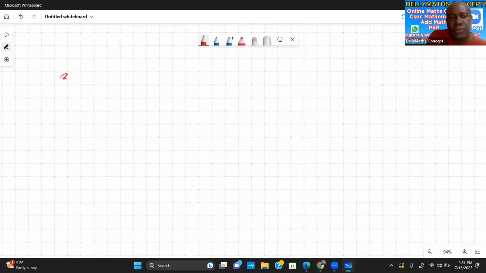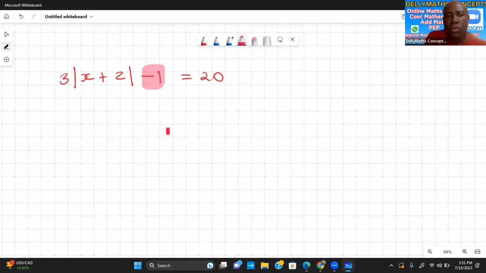What if we have 3, absolute value of x plus 2, minus 1 is equal to 20. Now, again, what we want to do is to take our time with these. In order to handle our two cases, we want to make sure that the absolute value is by itself. So we want to get rid of this negative 1 here. We get rid of the negative 1 by adding 1 to both sides.